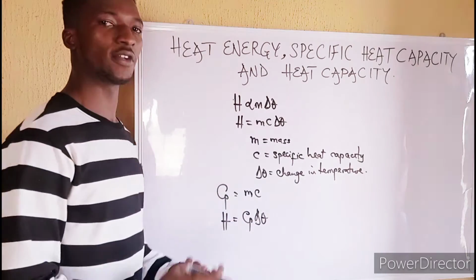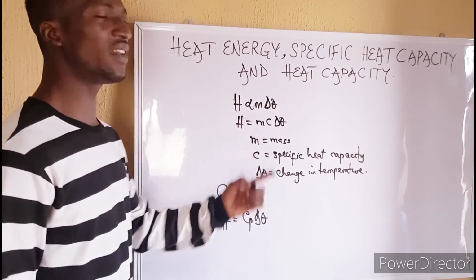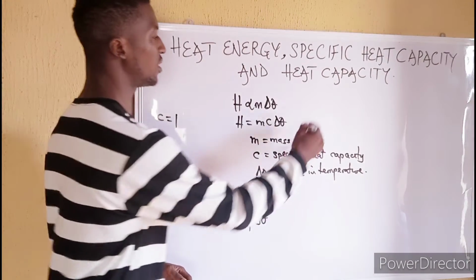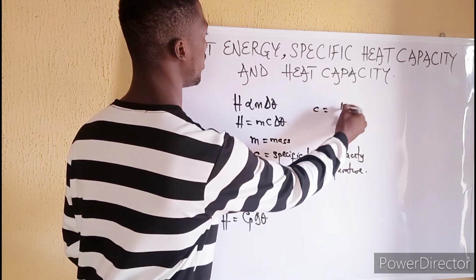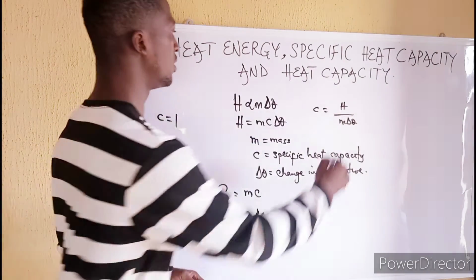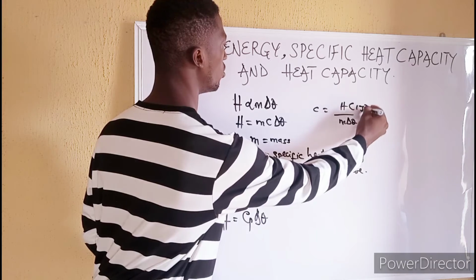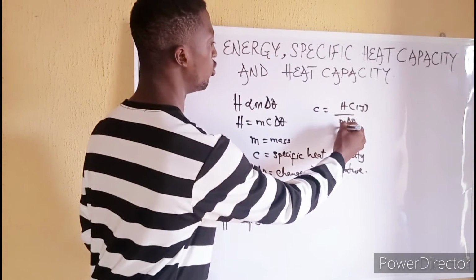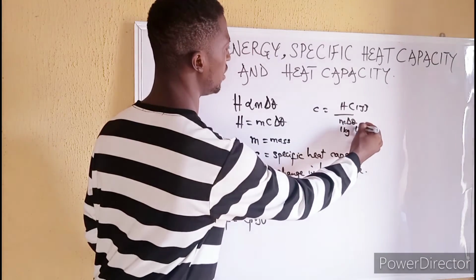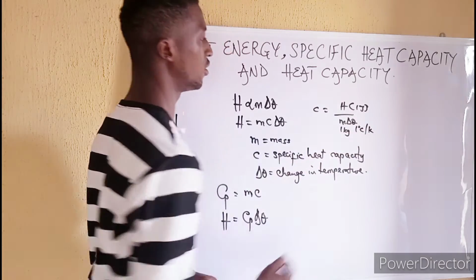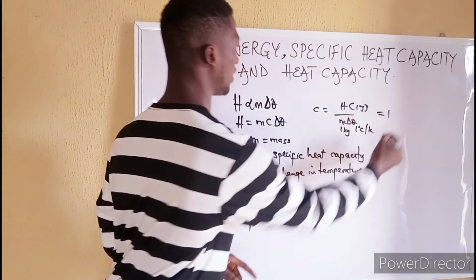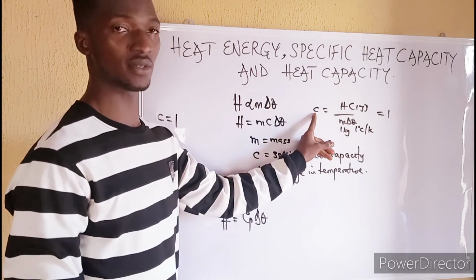And that calls for the question: when you are told that the specific heat capacity of a system is 1, what does it mean? Make C the subject of the formula. When you make C the subject of the formula, you have H over M and the change in theta. This simply means that the heat required is 1 joule, the mass supplied with heat is 1 kilogram, and the temperature change is 1 degree Celsius or Kelvin. So 1 divided by 1 still gives us 1. So the specific heat capacity of the substance is 1.